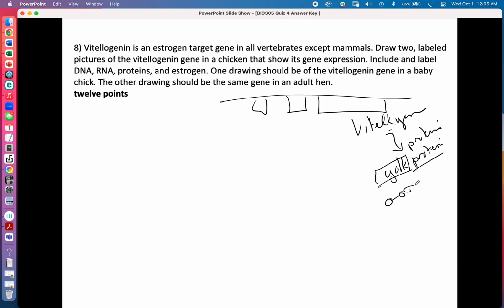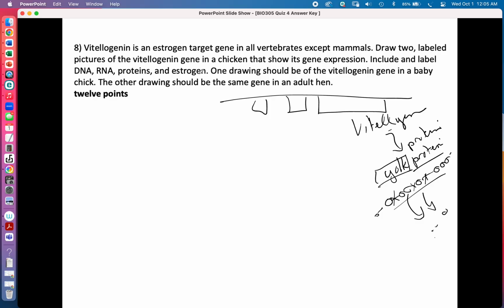So what happens is mom makes these yolk proteins, and they just chain together a whole bunch of amino acids, and then the embryo just breaks these down to the individual amino acids and uses the amino acids as a source to build the proteins it needs. So yolk protein, vitellogenin, is an estrogen target gene.